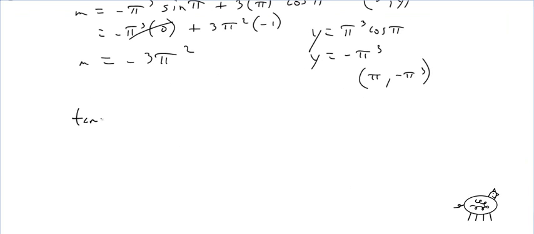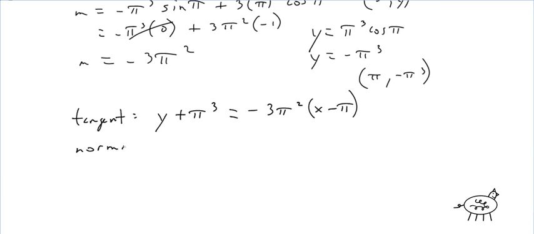So the tangent line is going to be y plus pi cubed is equal to negative 3 pi squared times x minus pi. Again, make sure you give it to me in point slope form. It is silly to give it to me in any other form because it's so easy. You have a point and a slope. And then, of course, when you write your normal line, that makes it so much easier. So y plus pi cubed equals positive 1 over 3 pi squared times x minus pi. Very easy.